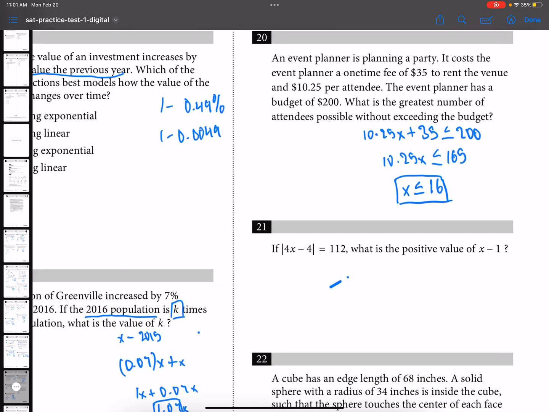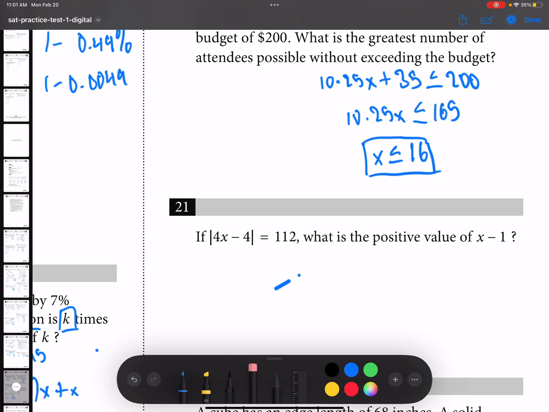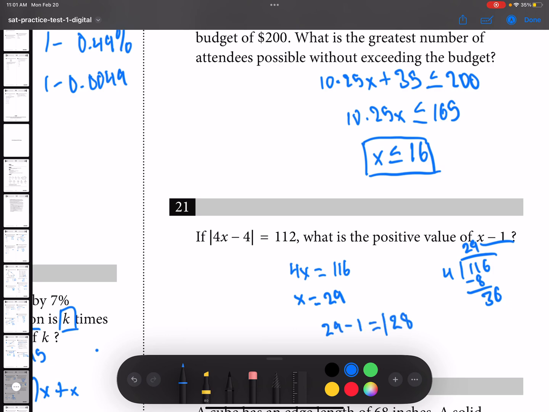All right, number 21. If the absolute value of 4x minus 4 is 112, what's the positive value of x minus 1? Here, because we have an absolute value, I'm going to take negative 4 to the other side. That would give us 116. So 116 divided by 4 would give us 29. So x is equal to 29. Now that we have 29, it's asking us for a positive value. This is a positive value. So if it has x minus 1, we'll do 29 minus 1, which is equal to 28. So that's our answer.